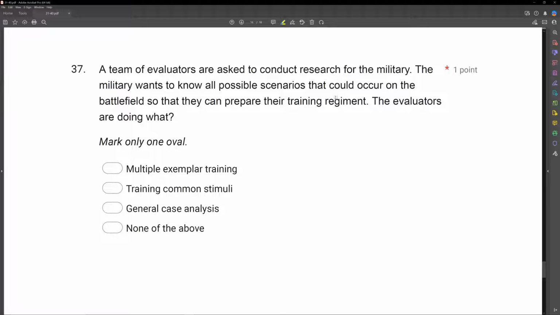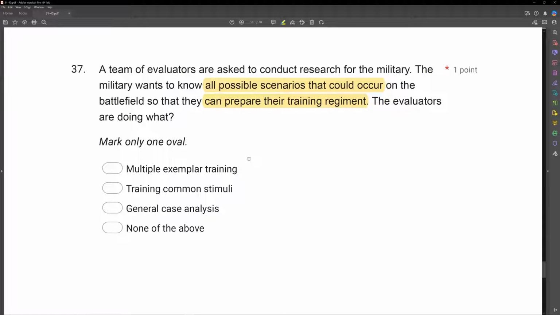What is happening? We're talking about the evaluators, right? And they're asked to conduct research for the military. The military wants to know all possible scenarios that could occur on the battlefield so they can prepare their regiment. So the key here is this idea of knowing all possible scenarios that could occur. Think about generalization strategies. In what generalization strategy are you looking at all possible response variations, all possible stimulus variations in order to prepare yourself to teach for generalization?